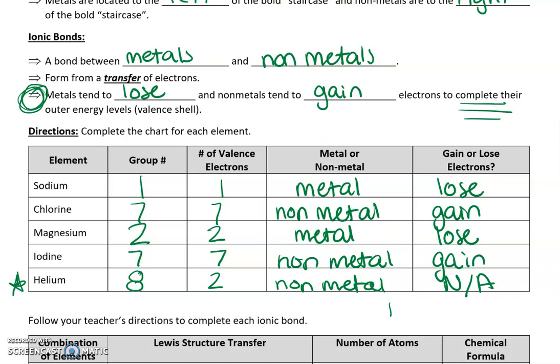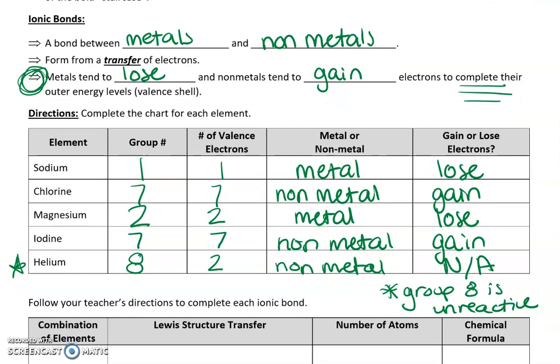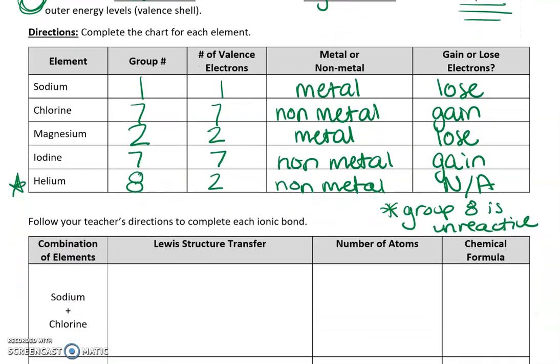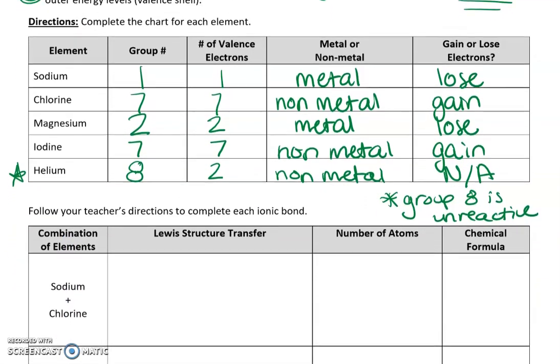Group 8 elements are unreactive. So all of the elements that are forming ionic bonds are in groups 1 through 7. They are not in group 8. Group 8 is unreactive. So we're going to take this information and start applying it to see how elements come together to form ionic bonds. The first combination of elements we're looking at is sodium and chlorine.